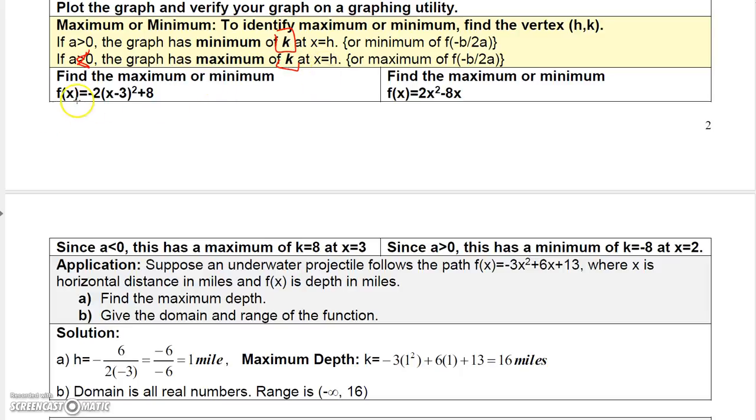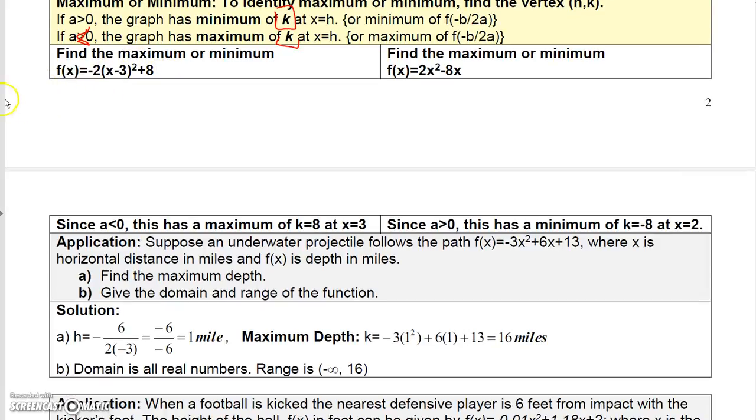Okay, so now if I want to find the maximum or minimum of these, well, first of all, I already did both of these. So this one I know the graph opens which way? Downward. So since a is less than 0, this must have a maximum, and the maximum's got to be the y value of the vertex. Remember, this had a vertex of (3, 8), so the y value was 8 at x equals 3.